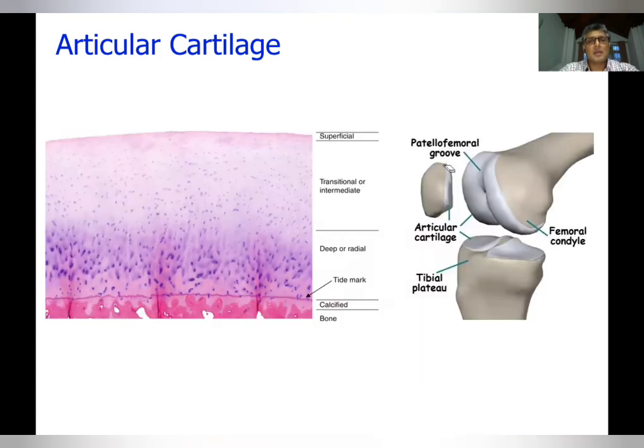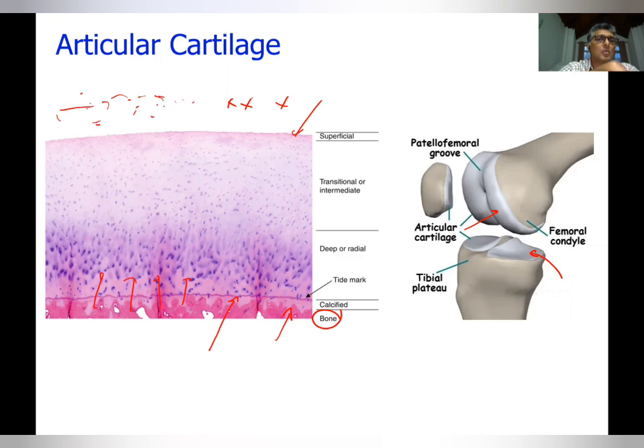Okay, so this is a slide prepared from articular cartilage. These are the places you get articular cartilage in relation to joints. Here you can see it's bone, and this is the side of the joint cavity. You don't see a perichondrium. It's just the cartilage surface. By diffusion, you get nourishment. Here you get a fluid in the joint cavity called synovial fluid, and through that, nourishment diffuses into the cartilage from that side.